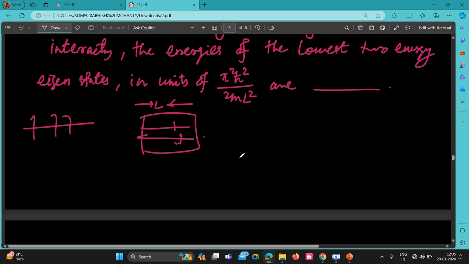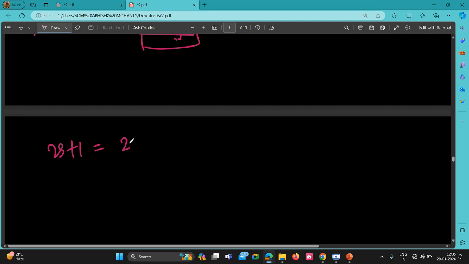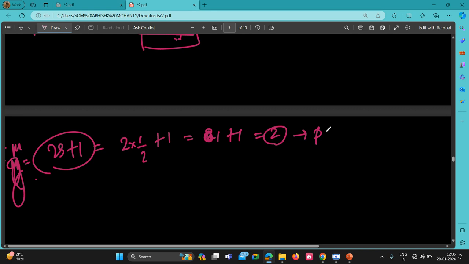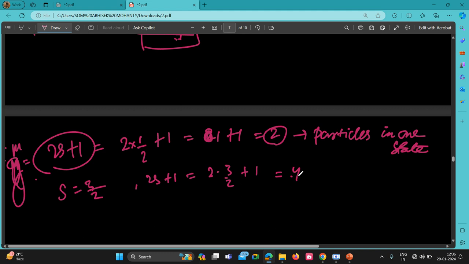See, spin up particles. So spin up means in one state how many particles can be there? 2s plus 1, that is 2 into half plus 1, that is 2. This is the multiplicity, or degeneracy, how many can be in one state. So there can be 2 particles in only one state. Suppose the spin was 3 by 2, then 2 into 3 by 2 plus 1 is 4, so in one state there would have been 4 particles. But here we can have only 2 particles.